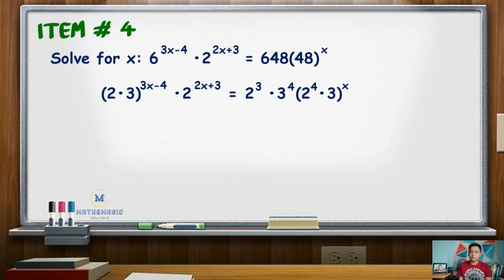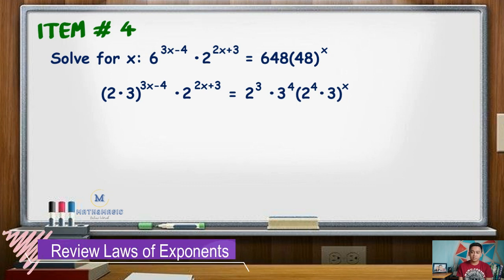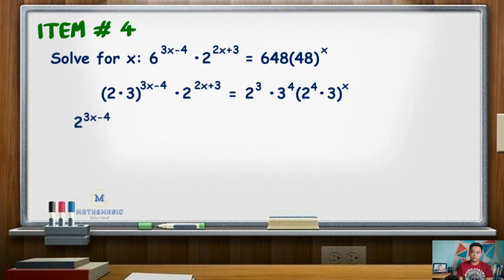Then applying laws of exponent, power of a power, 2 now will have an exponent of 3x minus 4. 3 has an exponent of 3x minus 4 times 2 raised to 2x plus 3 will be equal to 2 cubed times 3 raised to 4 times 2 raised to 4x times 3 raised to x.